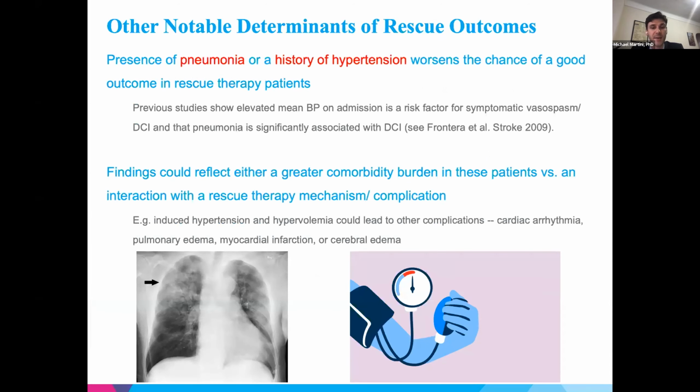We also found that the absence of certain patient comorbidities and complications, most notably hypertension and pneumonia, became much more important predictors of good outcome, specifically in patients treated with rescue therapy. There's also precedent for this in the literature. However, I think these findings could also reflect a greater comorbidity burden in patients who have hypertension or end up with pneumonia, or even some possible interaction with rescue therapy.